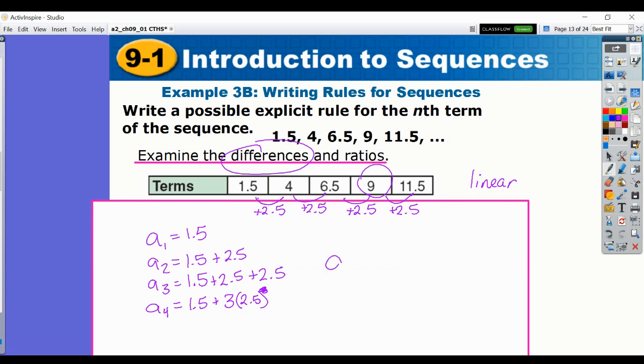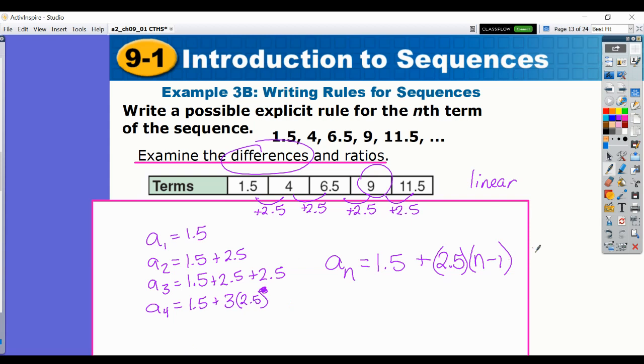So we're going to go ahead and jump to the rule now. I'm going to start at 1.5 because that's my starting term always. And I'm going to add, I kind of wrote this backwards, but my constant difference was 2.5. And I'm going to multiply that by how many of them I'm going to have, which is always 1 less than n. So here's my explicit rule for a linear sequence.